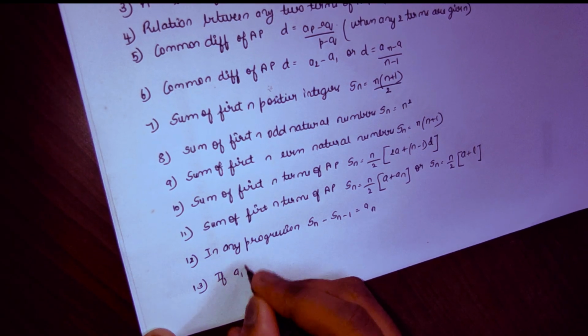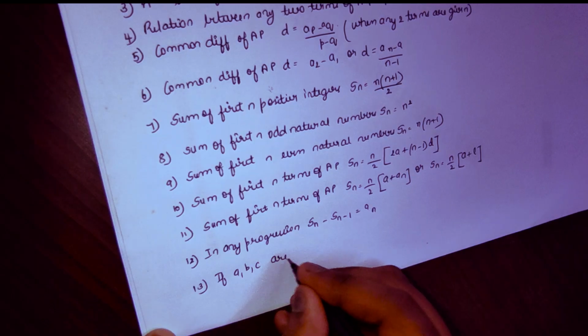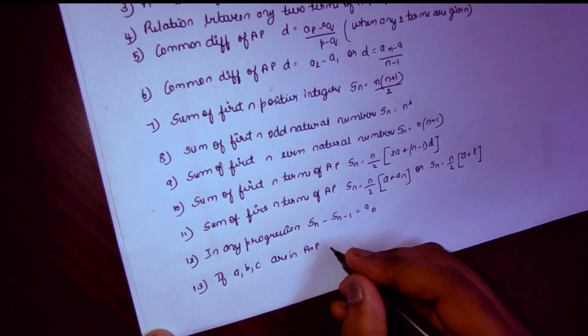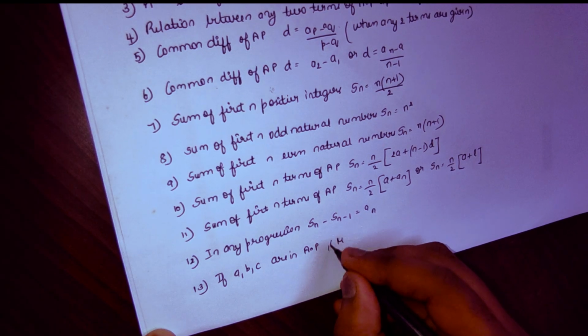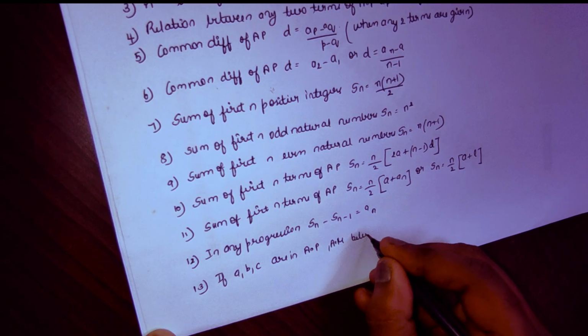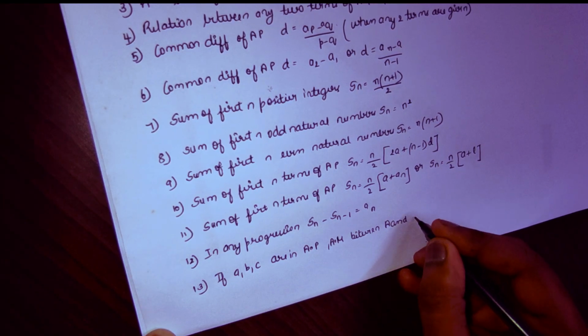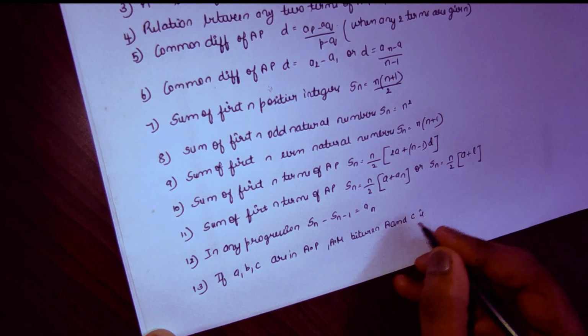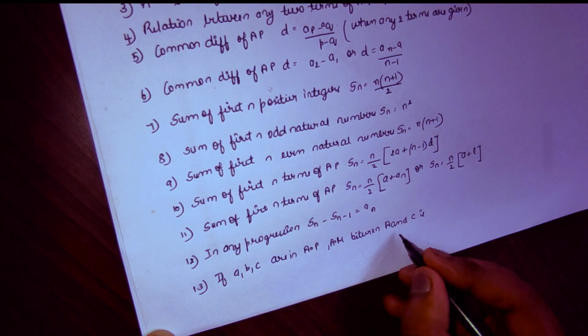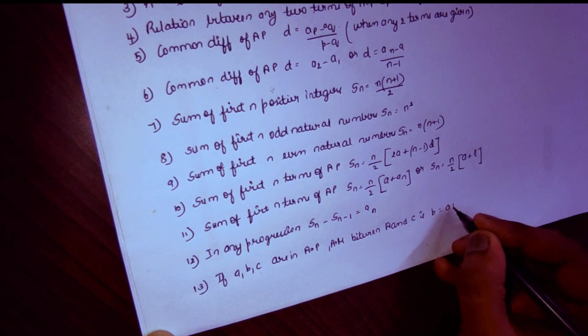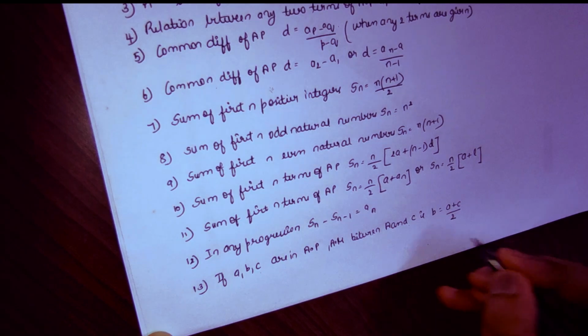If a, b, c are in arithmetic progression, then the arithmetic mean between a and c is given by b is equal to (a plus c) divided by 2.